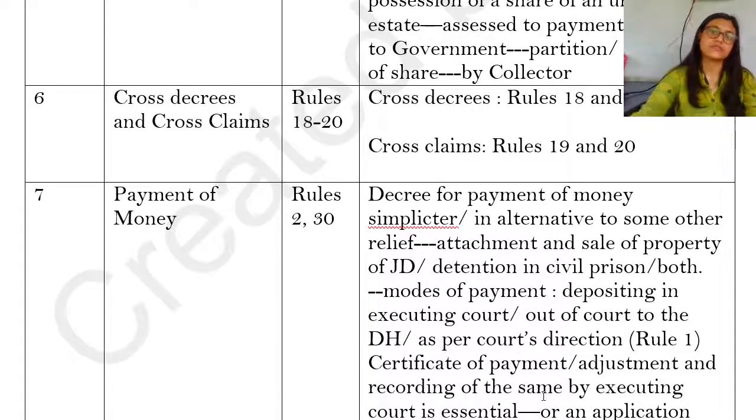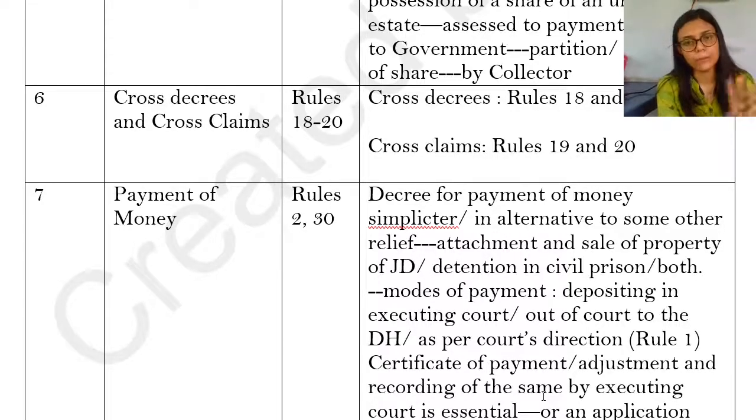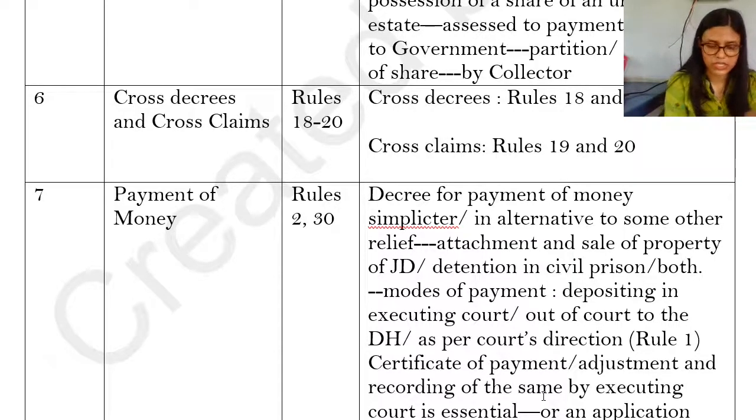Now, for example, if there was a decree for payment of money, simply a decree for payment of money or payment of money in alternative to some other relief, then in these cases, there can be attachment and sale of property of the judgment debtor, or his arrest and detention, or both can be done. Now, how do you pay this money? You either deposit it in the court, or you give it out of court, or any other direction that the courts give. That is rule 1.